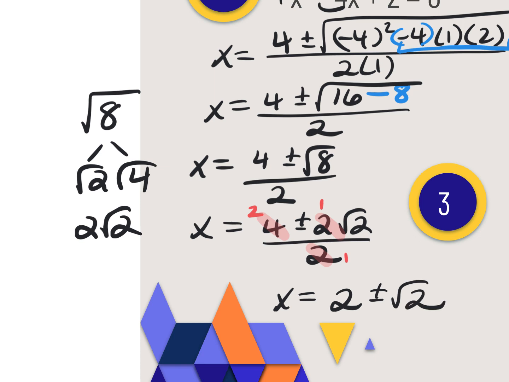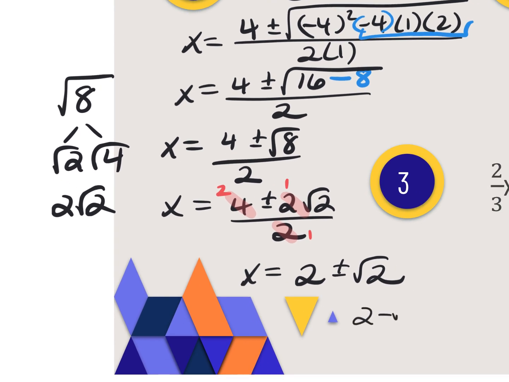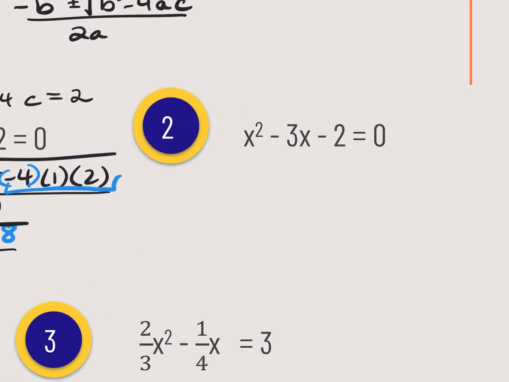And again, WebAssign will ask you to pull it apart. So 2 minus square root 2, and then 2 plus square root 2. And these are your values of x. Number 2, it's already in standard form. So I'm going to pull out my a value, which is 1, my b value, which is -3, and my c value, which is -2.